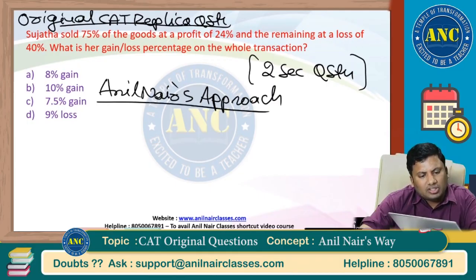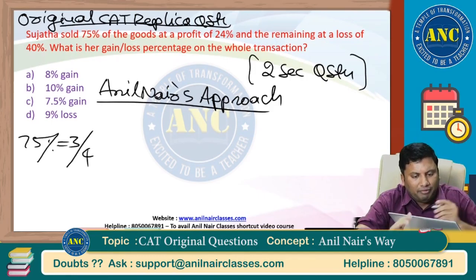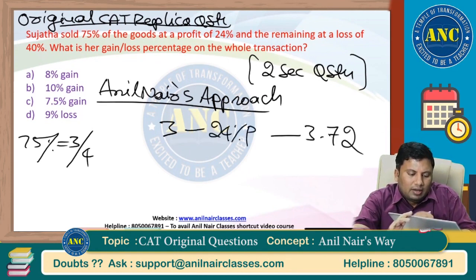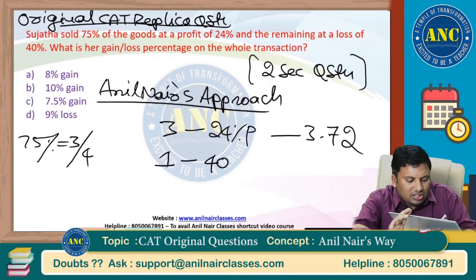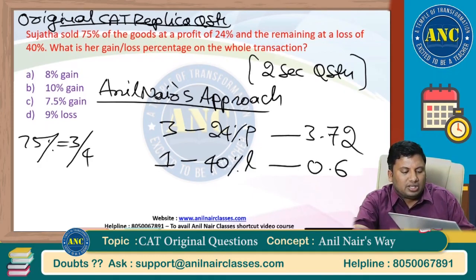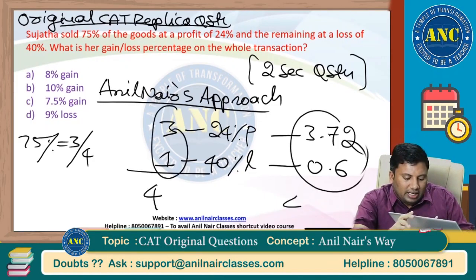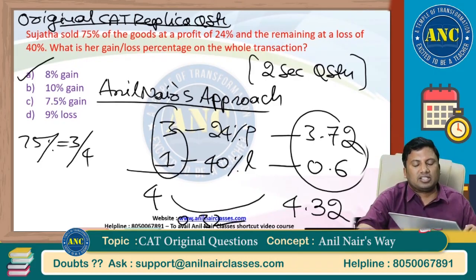See here. Sujata sold 75%. 75% is 3 by 4. 3 parts at 24% profit, which is nothing but 3.72. Remaining is 1 part at a loss of 40%, which is nothing but 0.6. Total it is nothing but 3 plus 1, 4.32. It is 0.32, which is 8% gain.